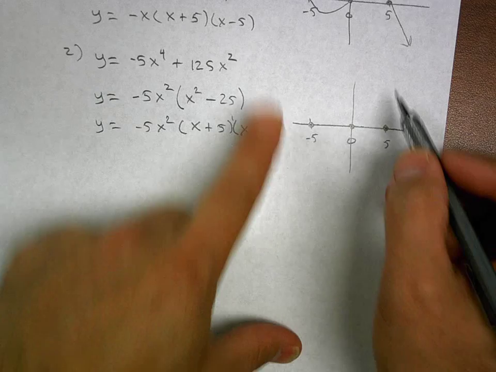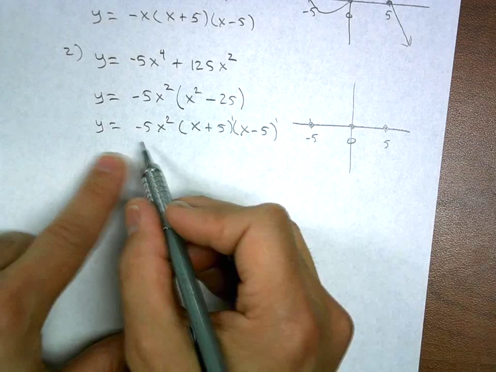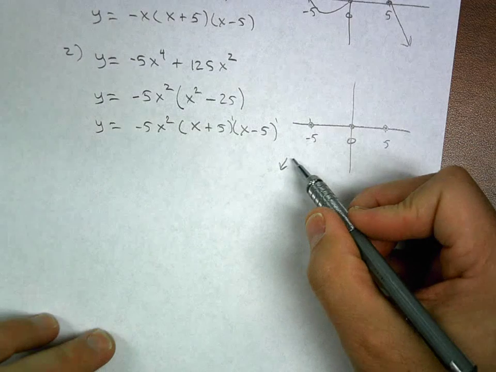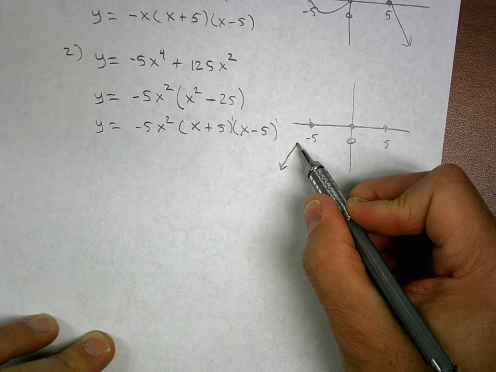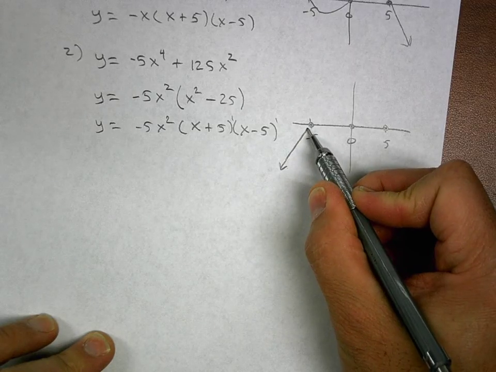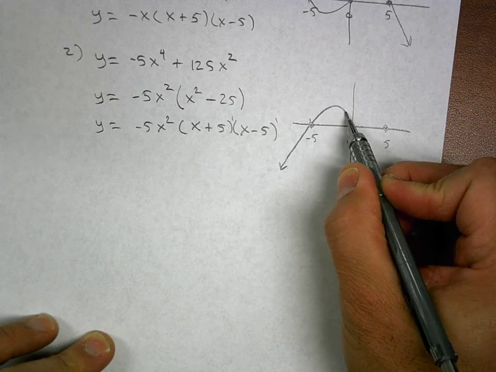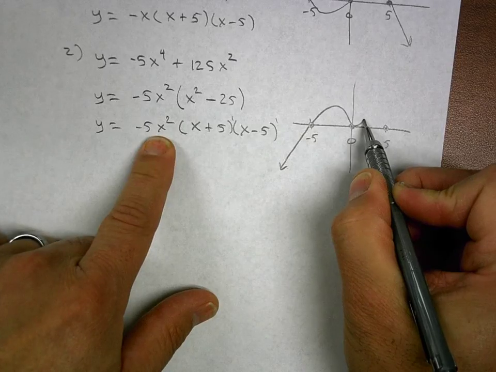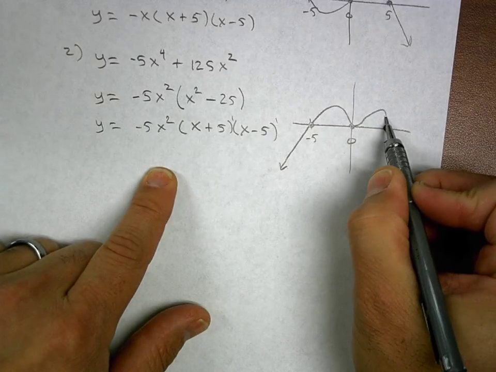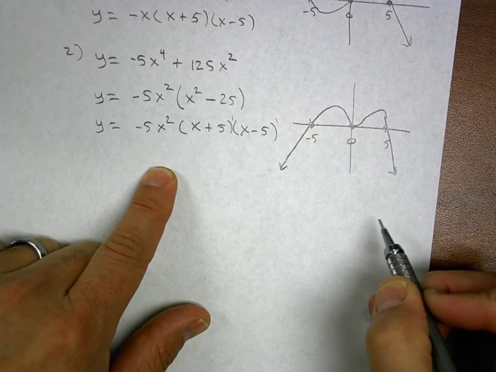If it was positive, it'd be up and up. Okay, so that's where we start, and we do the crossing and bouncing. At negative 5, we cross. At 0, we bounce because it's even. And then we cross, there we go.